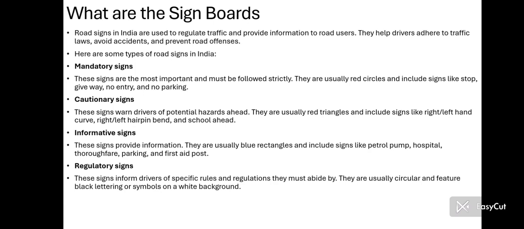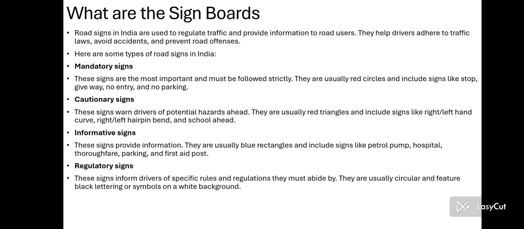What are signboards? Road signs in India are used to communicate with drivers, pedestrians, and cyclists to help them follow traffic rules and ensure road safety. There are three main types of road signs: mandatory, cautionary, and informative. Mandatory signs are usually round with a red border, but some are blue. They indicate what drivers must do, such as stop and give way.